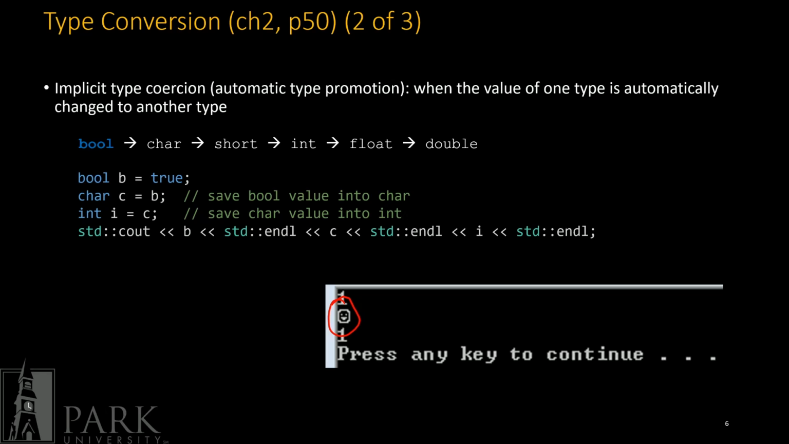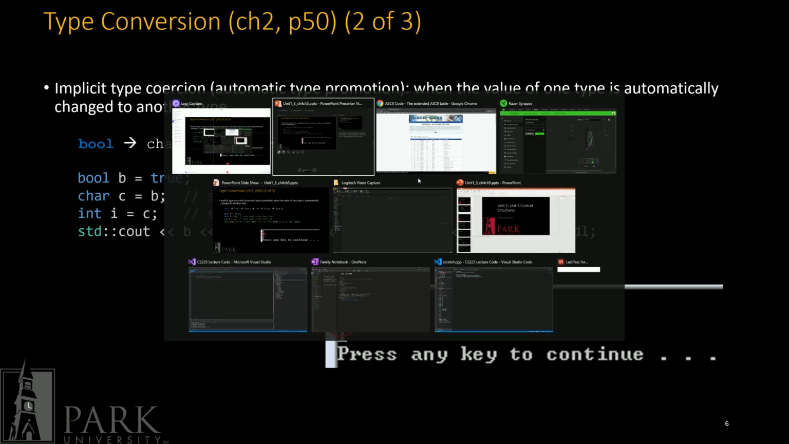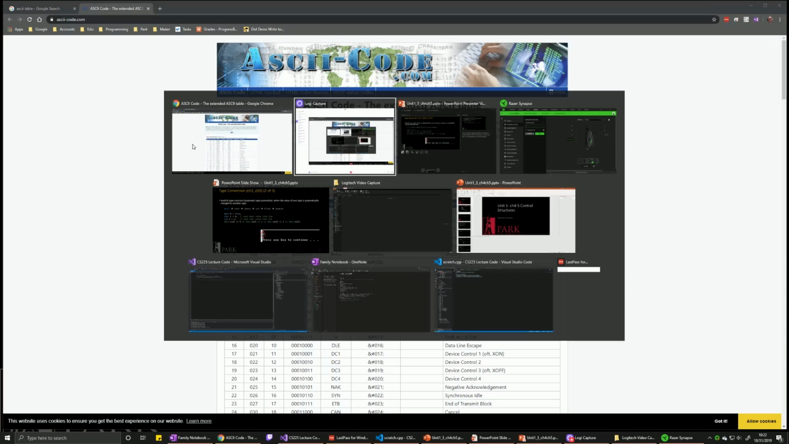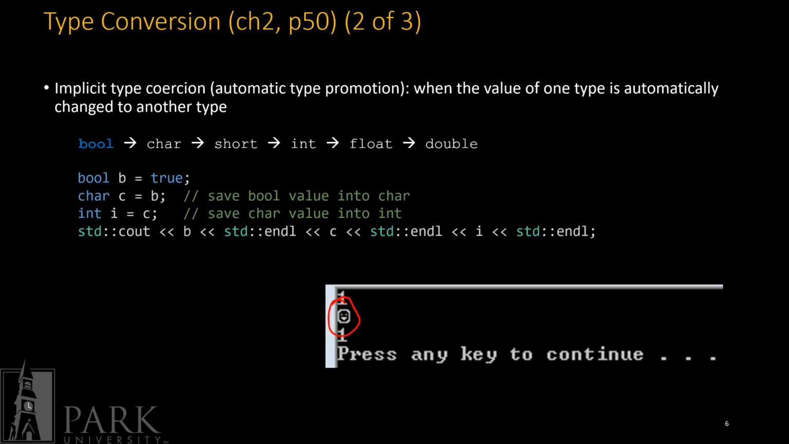And if we were to look at what the actual ASCII value was, we can pull that up on a website, ASCIIcode.com, where there are plenty of other sites that have this listed, and we look at decimal 1, and its value is start of heading. Obviously that doesn't have an actual character representation, so that's why Visual Studio puts in our lovely smiley face.